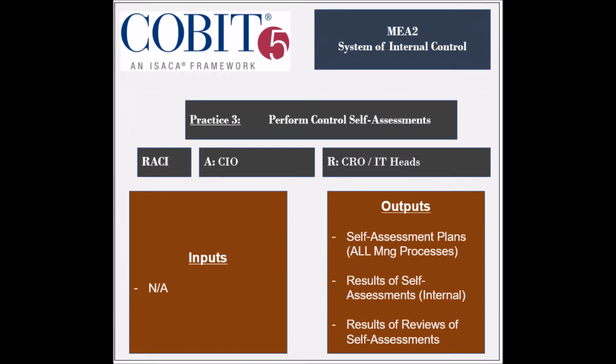The third practice is to perform control self-assessments. The entities responsible include the business process owners, the Chief Risk Officer, and the audit function. The entity held accountable is the Chief Information Officer. The practice receives no inputs, but generates 3 outputs, which are the self-assessment plans to be used by all the management processes, the results of self-assessments to be used internally, and the results of reviews of self-assessments to be used by the EDM1 process and all the management processes.